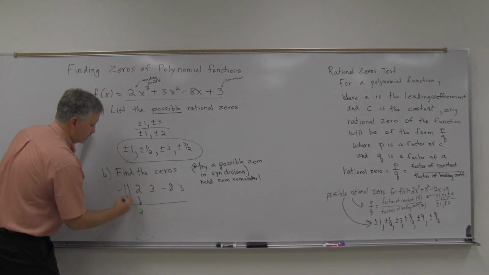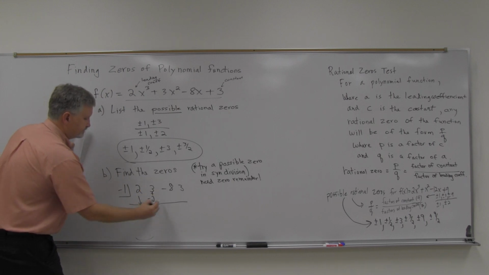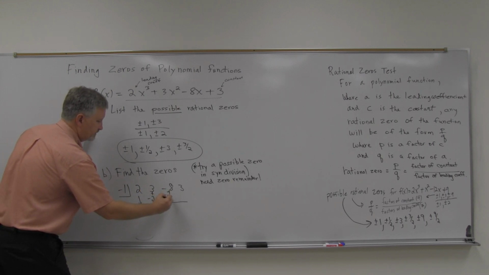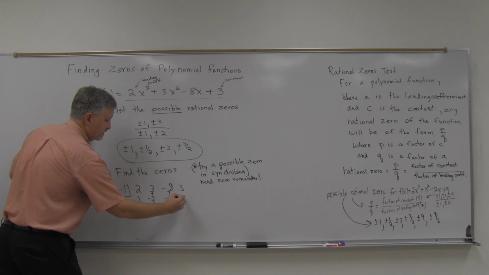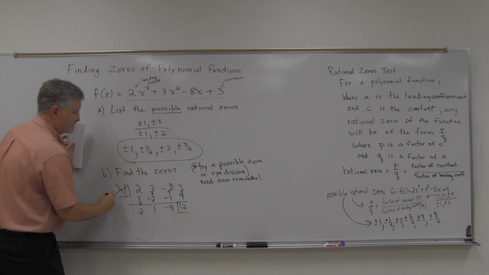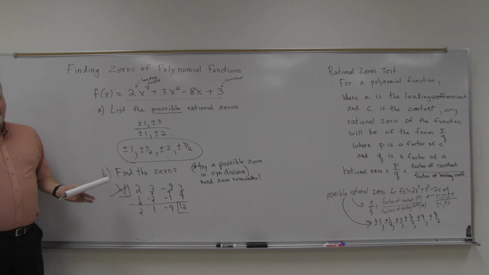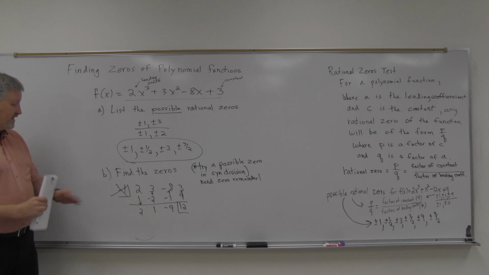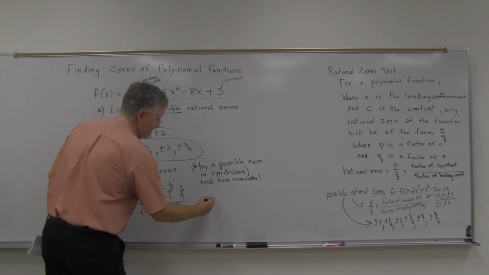Here are my coefficients, 2, 3, -8, and 3. Bring down the 2, so 2 times -1 is -2. 3 minus 2 is 1. 1 times -1 is -1. -8 minus 1 is -9. And -9 times -1 is +9. Uh-oh. That was not going to work, was it? I wanted to do that one just to show they won't all work. So -1, reject that.